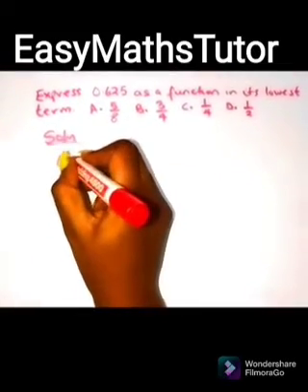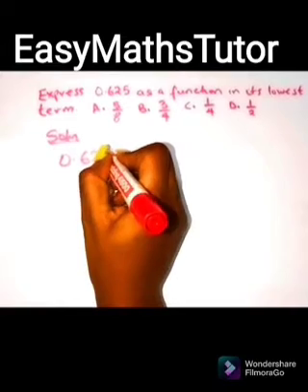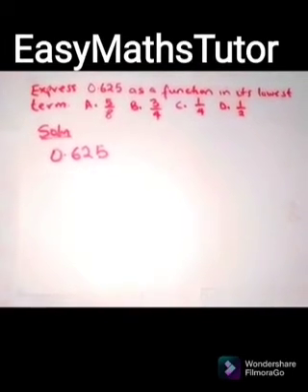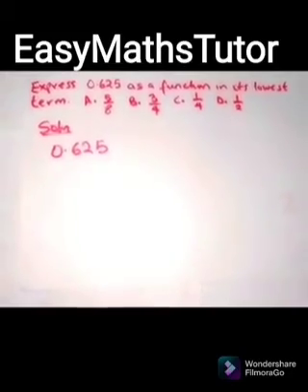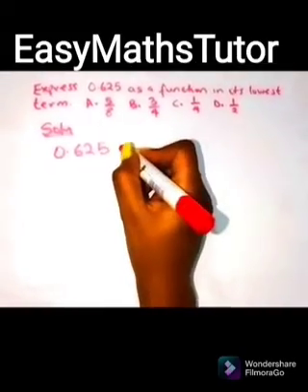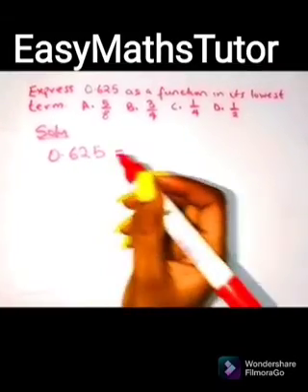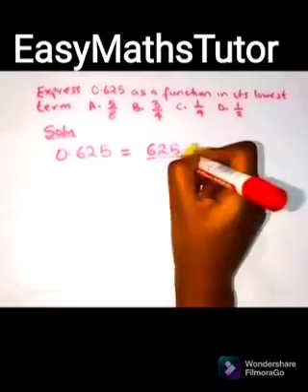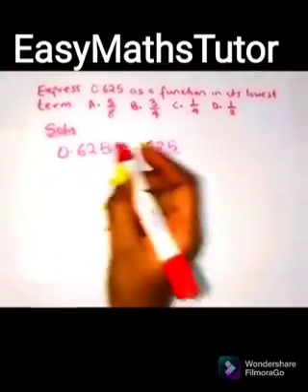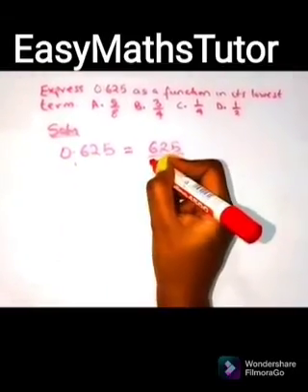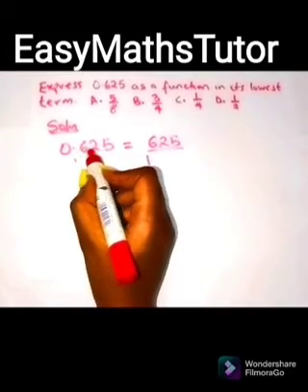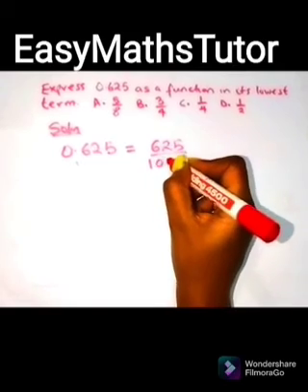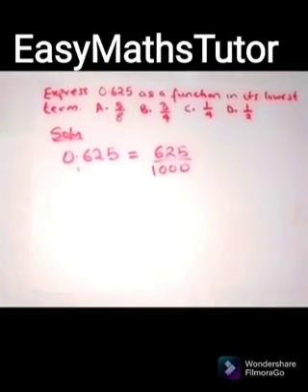First of all, we'll write out the decimal, 0.625. So remember, if we are to convert this decimal to a fraction, it will be 625 all over. The denominator will take 1, write 1, and then each of the digits will have 0. So this is the decimal.